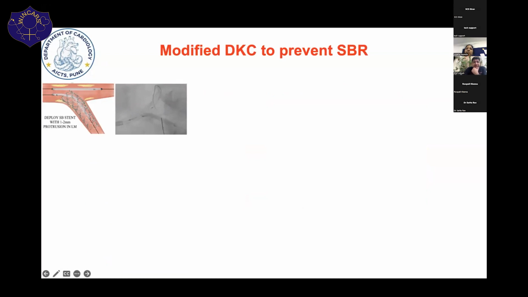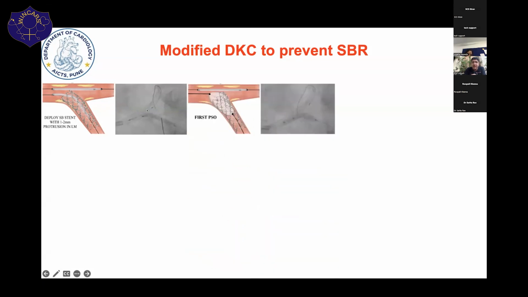So after you have wired and imaged both the branches, place your stent in the side branch with 1 to 2 mm protrusion into the left main, keeping another balloon, a crushed balloon, in the main branch. This crush balloon is as per the distal reference diameter of the main branch. This is the first step shown in the angiography. Then after you have placed your stent in the side branch, always go for the first POT.